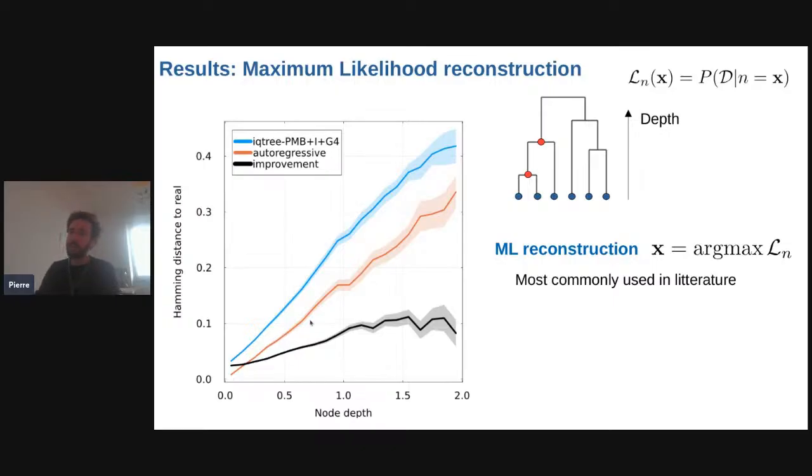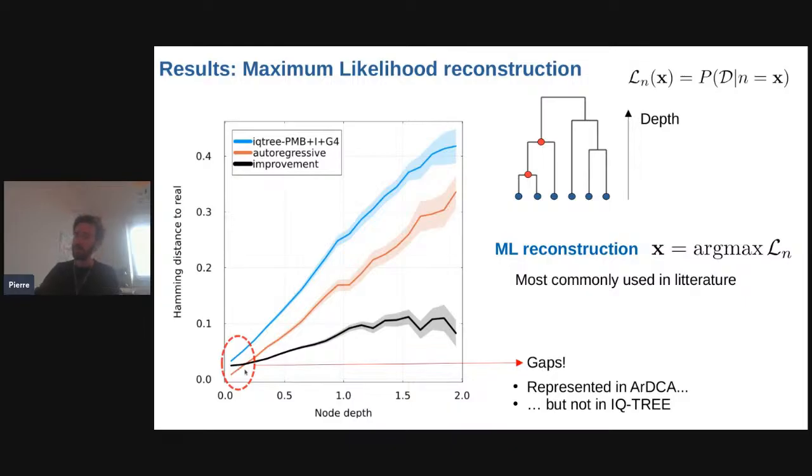This is not completely surprising in a way, because the evolution method that we use is precisely the one with which we reconstruct, okay? But I will come back to this. One interesting thing is that if you look at nodes that are extremely close to the leaves, here IQ3 is still performing much worse than the autoregressive. And this is not very intuitive, because you would think that if you just have one mutation, even if you have an independent model, you will reconstruct it quite well.